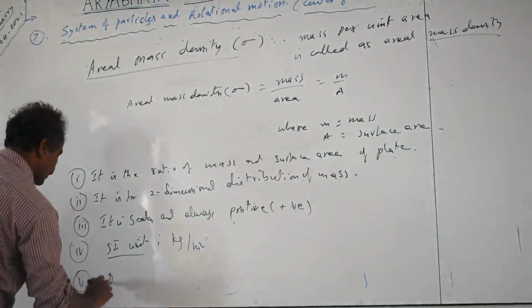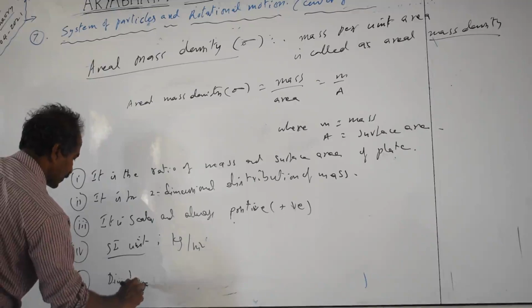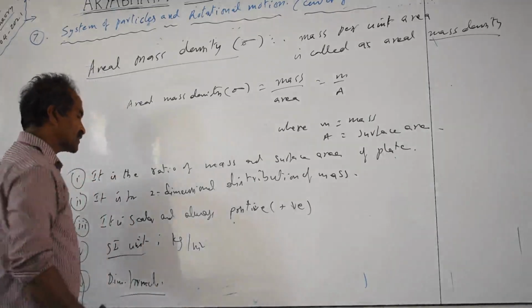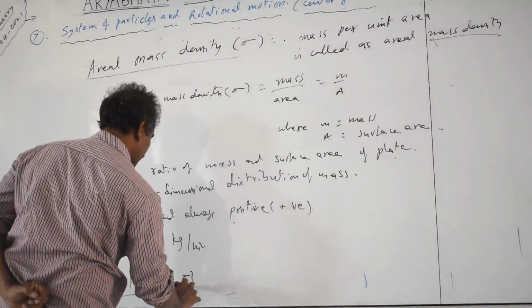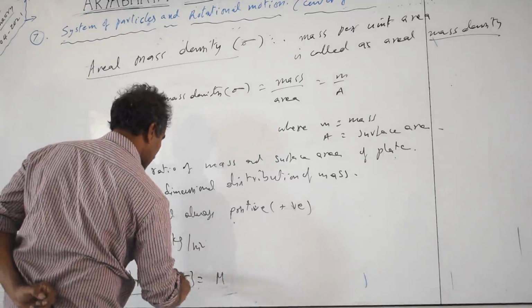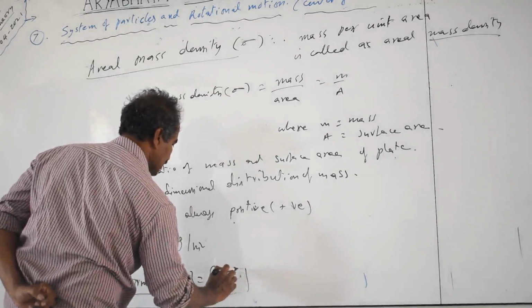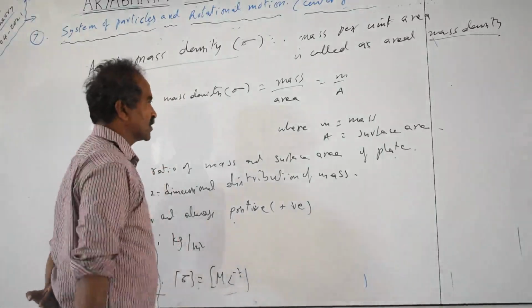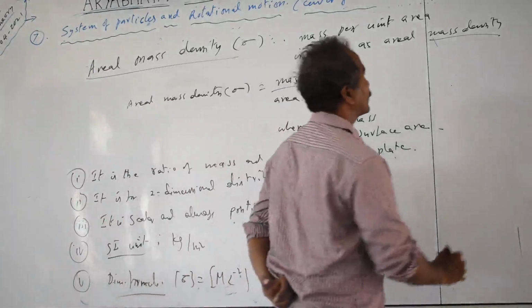Dimensional formula. Area means length into breadth, we can take L into L is L square. So mass by L square we can take. Dimensional formula of sigma is equal to m by L square, means M L to the power minus 2. If we want, T to the power of 0 we can write. It is for the circular plates.